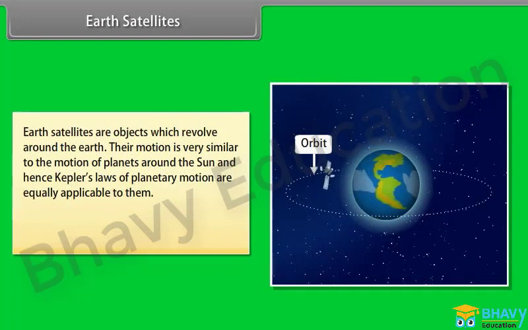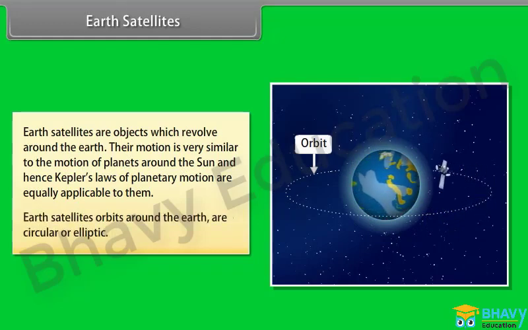Earth satellites. Earth satellites are objects which revolve around the Earth. Their motion is very similar to the motion of planets around the Sun, and hence Kepler's laws of planetary motion are equally applicable to them. Earth satellites' orbits around the Earth are circular or elliptic.